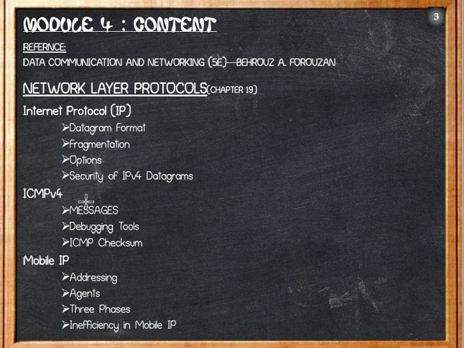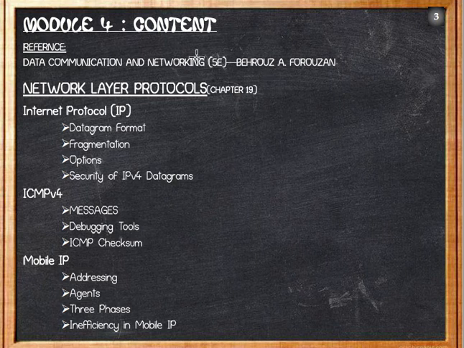The second part deals with ICMP, that is Internet Control Message Protocol. In that, we'll see the different messages, debugging tools, as well as the checksum used in ICMP. The later part deals with mobile IP. In that, we'll be learning about the addressing scheme, different agents, the three phases, as well as the inefficiency in mobile IP. Once again, the reference for this topic is the Data Communication and Networking textbook from Forouzan.